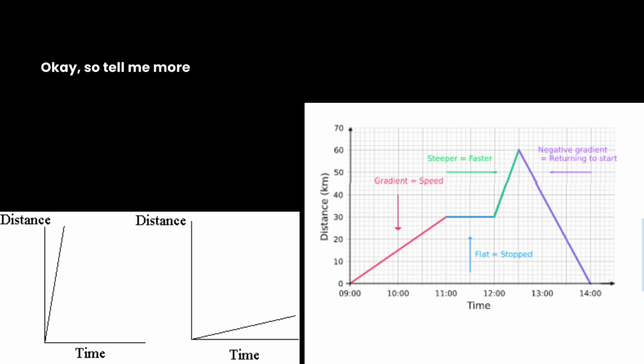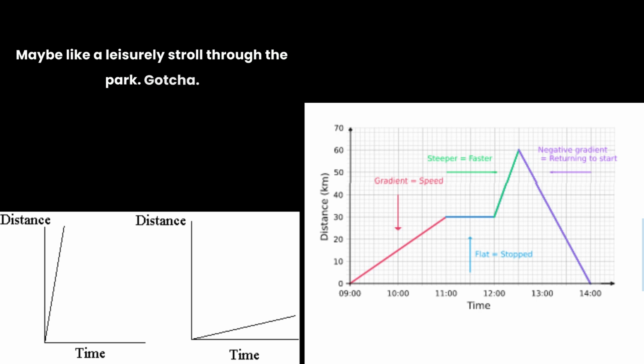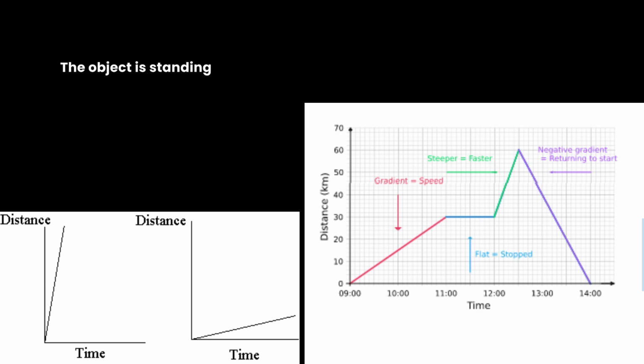Okay, so tell me more about this secret speed code hidden in these graphs. Picture a steep line on the graph. That means the object is moving fast, like when you're racing downhill on your bike. A less steep line means it's moving slower, maybe like a leisurely stroll through the park. And a flat line is like hitting the pause button. The object is standing still. So the steeper the line on a distance-time graph, the faster the object's moving. That makes sense.